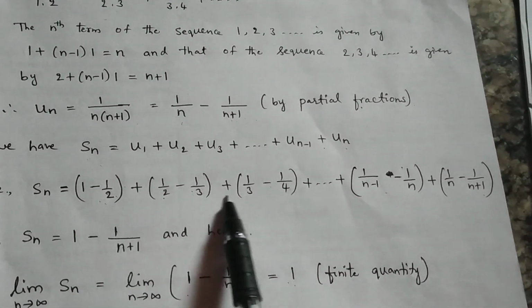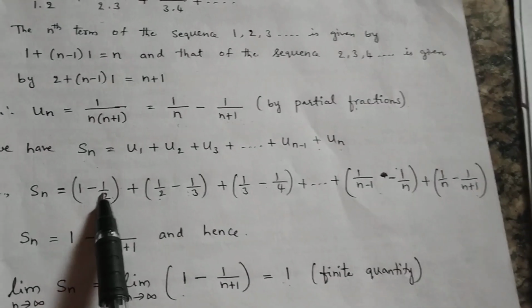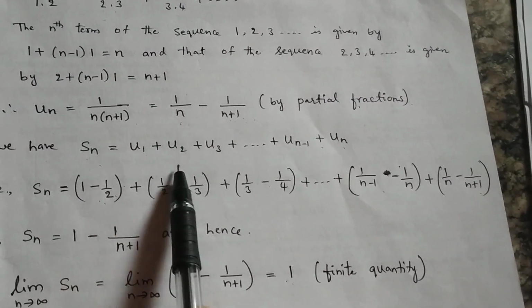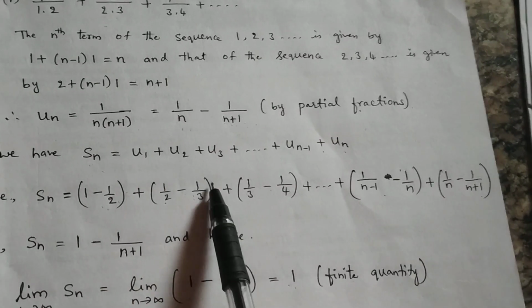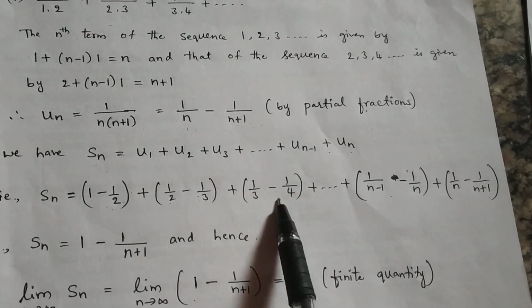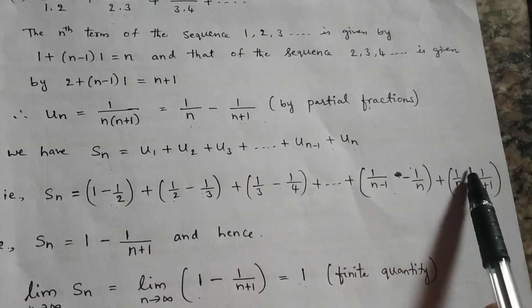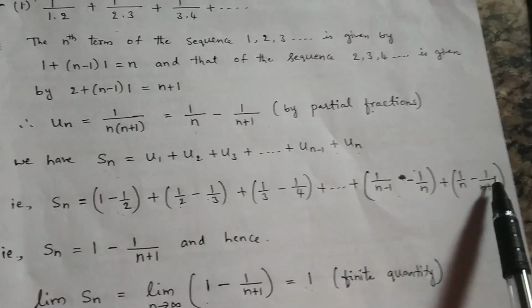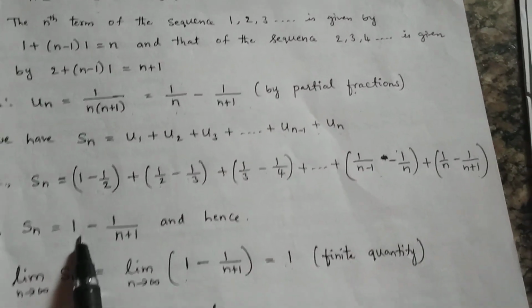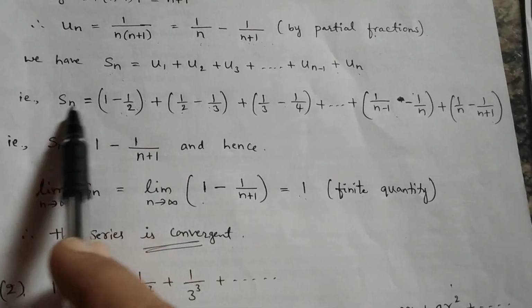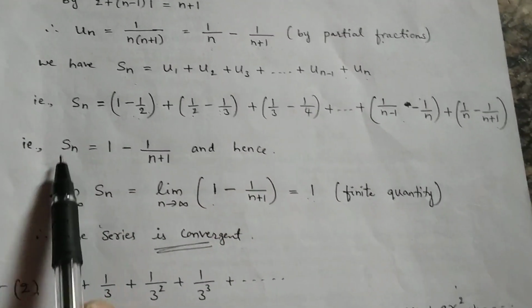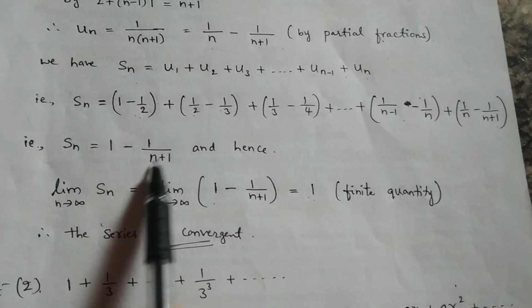Now observe the terms we got. Minus 1 by 2 plus 1 by 2 cancels. We get minus 1 by 3 plus 1 by 3, minus 1 by 4 plus 1 by 4 cancels. Minus 1 by n plus 1 by n cancels. The first and last terms are left over. So after simplifying, Sn is 1 minus 1 by n plus 1.